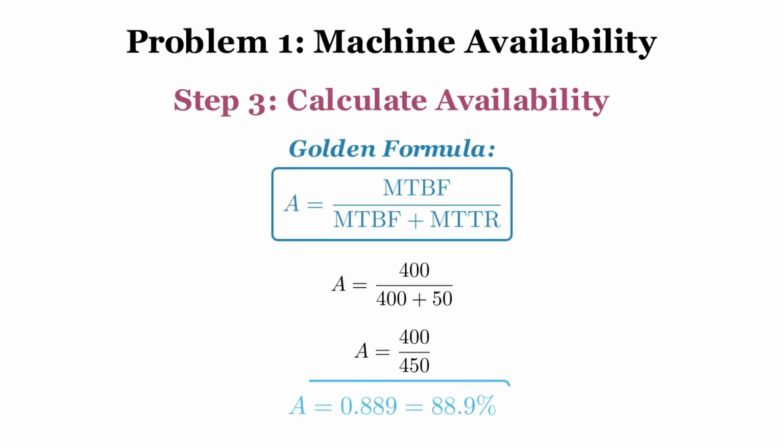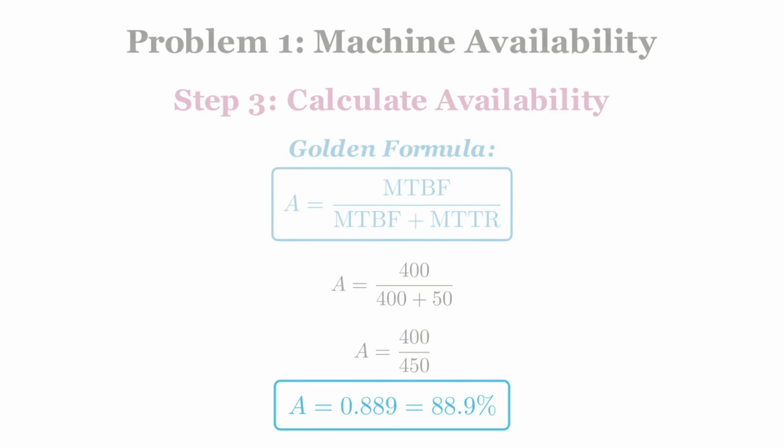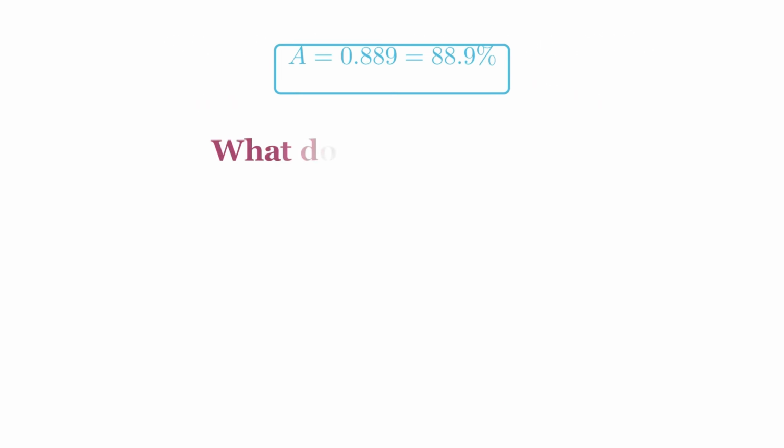First, we add the denominator. 400 plus 50 equals 450. Now we divide. 400 divided by 450 equals 0.889. And converting to percentage, 0.889 equals 88.9%. There's our answer. The machine has 88.9% availability.